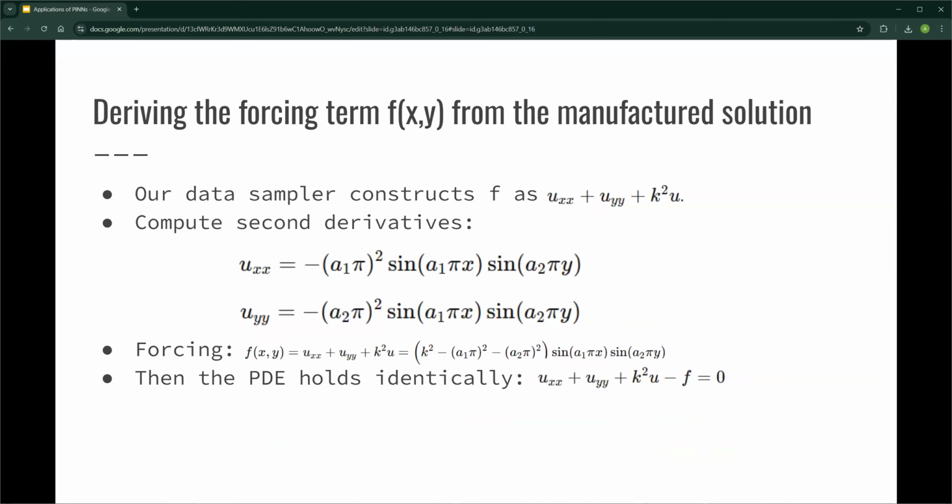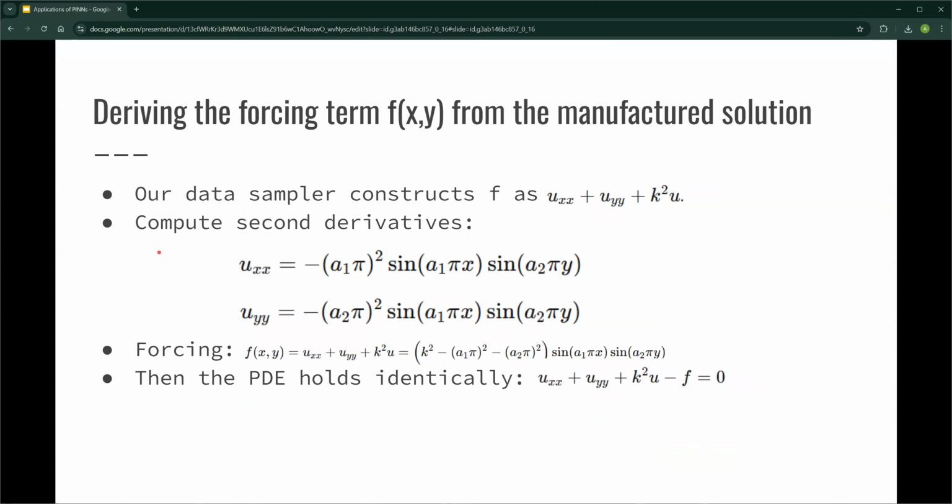So once we have our function from the manufactured solution, we need to derive the forcing term analytically. That means we need to compute the second derivatives first, right? Because our data sampler constructs f as the combination of second derivatives plus the scalar times u. So we will compute the second derivatives.